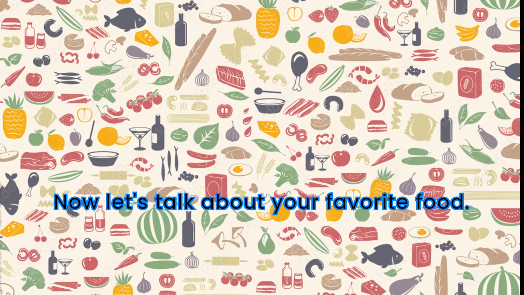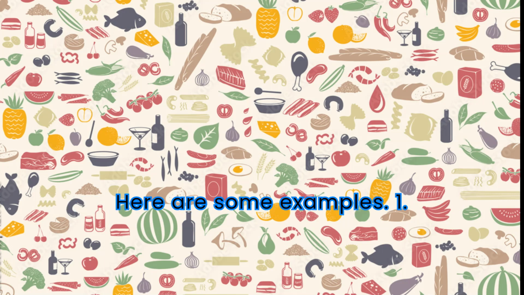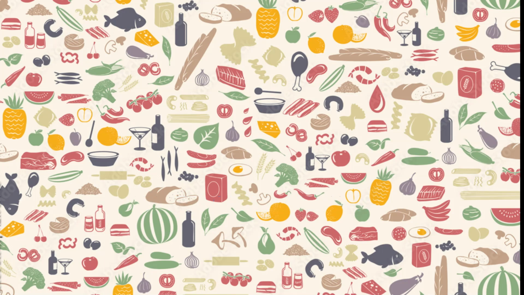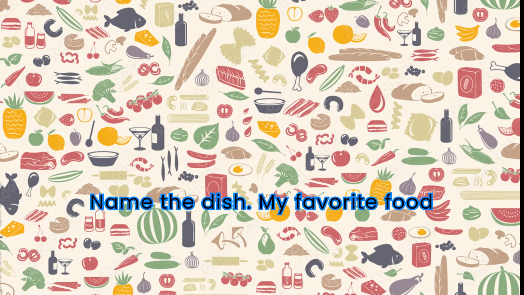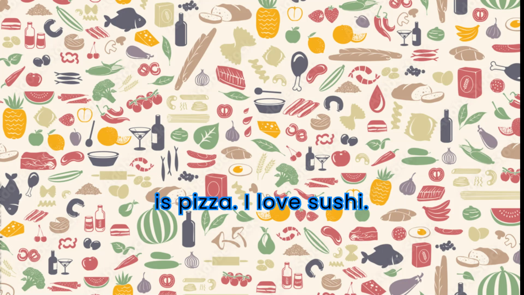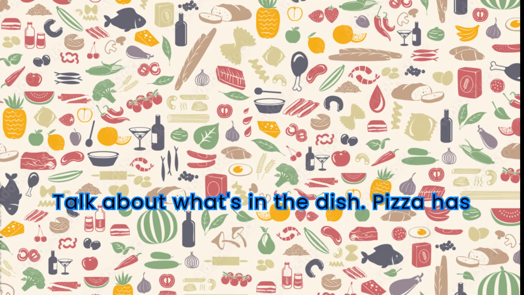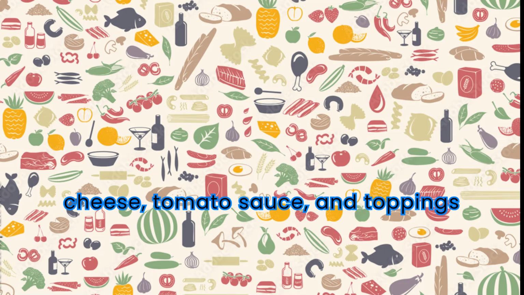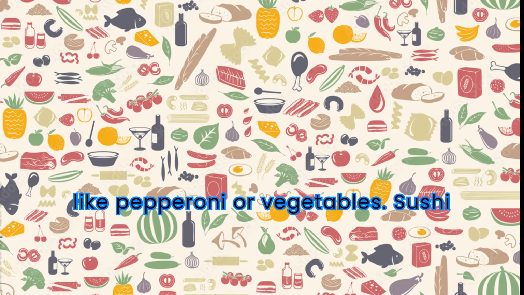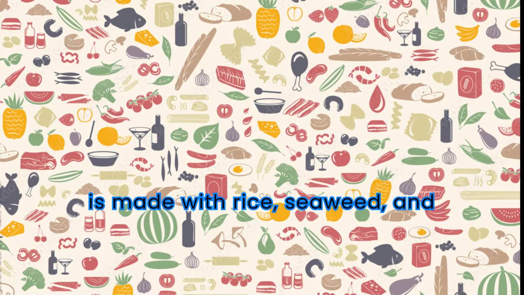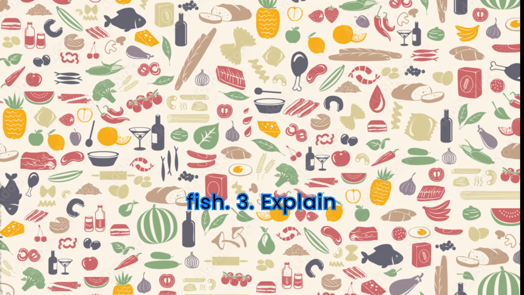Now, let's talk about your favorite food. Here are some examples. 1. Name the dish. My favorite food is pizza. I love sushi. 2. Describe the ingredients. Talk about what's in the dish. Pizza has cheese, tomato sauce, and toppings like pepperoni or vegetables. Sushi is made with rice, seaweed, and fish.